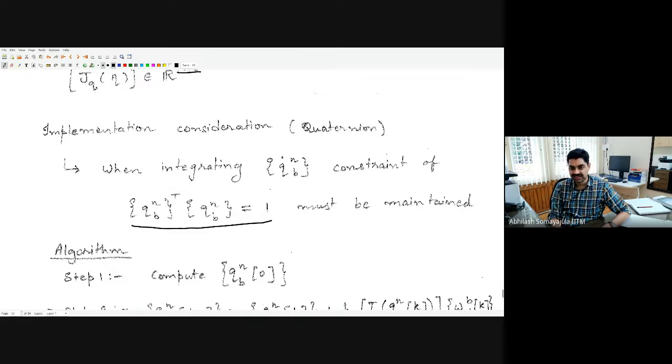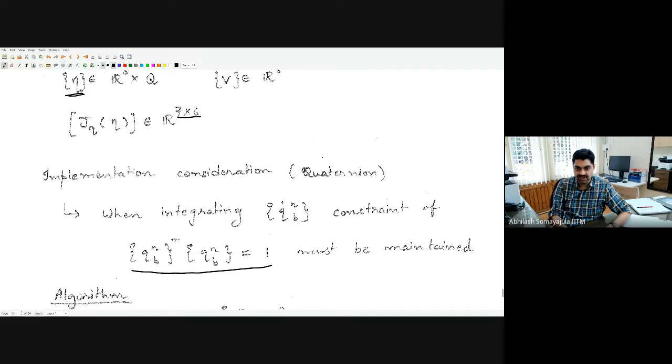Because when we are integrating q dot BN to get the new value of the quaternion, we saw before that we were trying to get the quaternion at time step t plus delta t as the quaternion at time step t plus delta t times q dot BN, right? But we have to ensure that every time we get a new quaternion, it is still a unit quaternion.